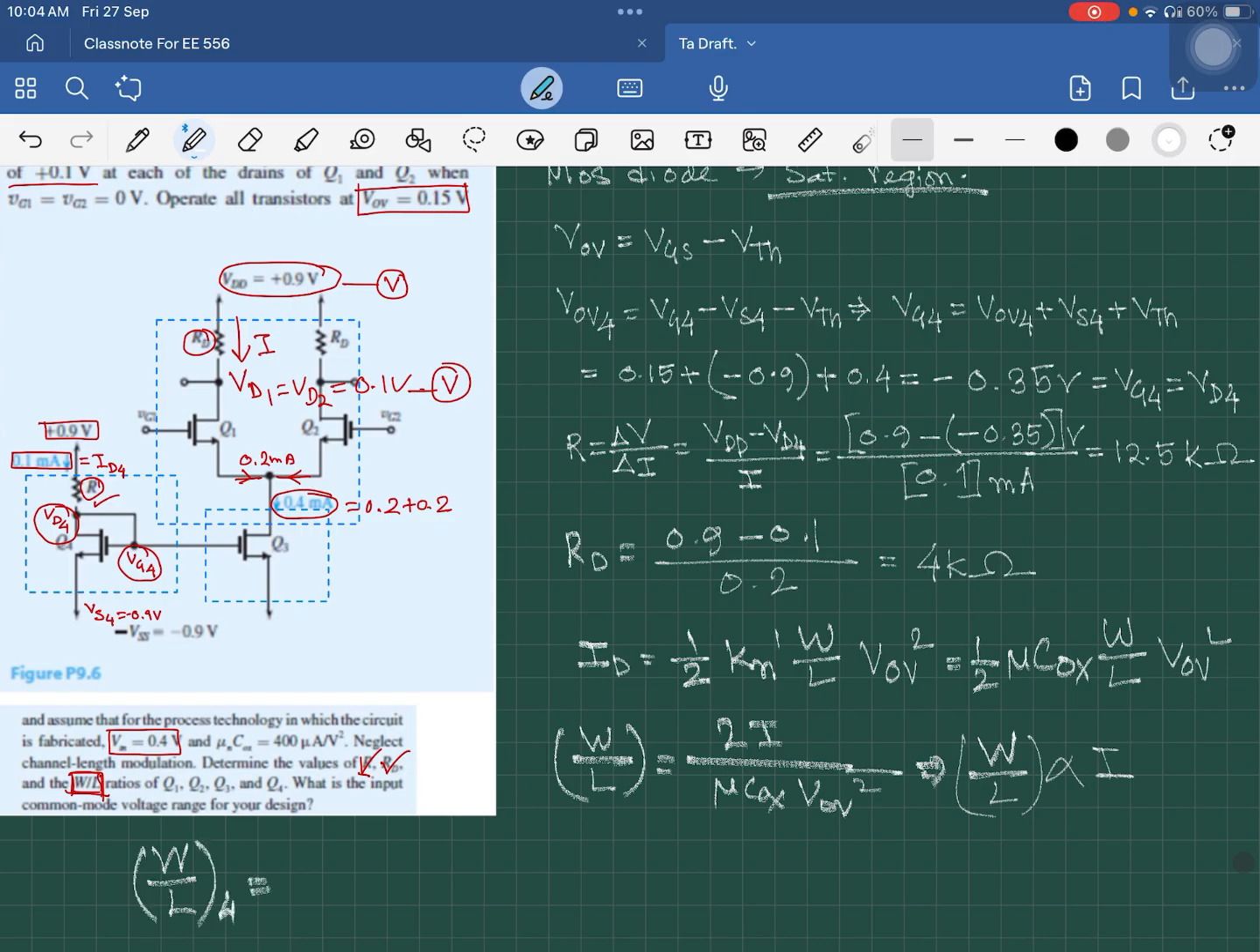So W by L 4 would be, and then we can find W by L for 1 and 2, that would be our W by L for number 4 divided by ID4, times ID1 or 2. So we can just put it here.